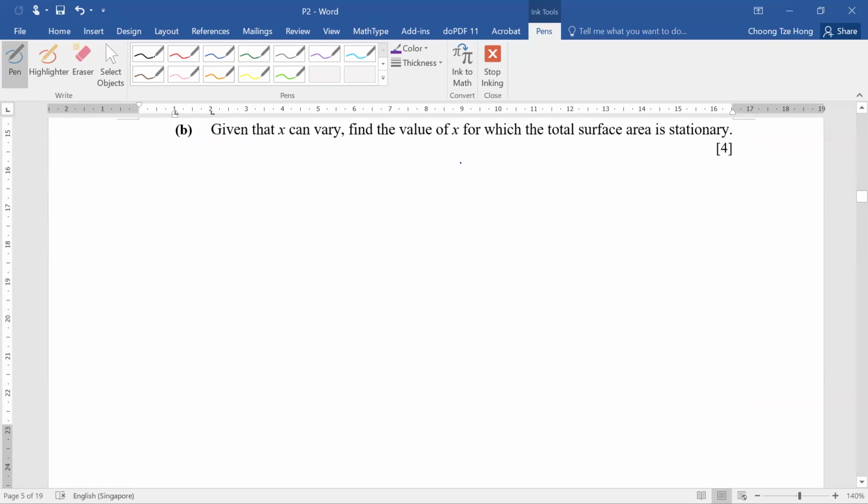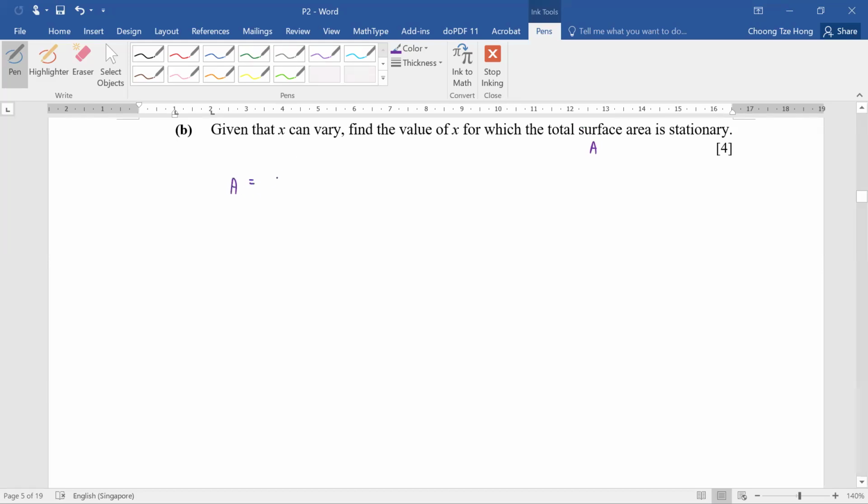Okay, in part B, they say that given that x can vary, find the value of x for which the total surface area, A, is stationary. So we know that for stationary A, it's either a maximum or minimum point, and at maximum or minimum points, the gradient is going to be 0. The gradient for the graph of A, so in this case, dA/dx is going to be equal to 0.